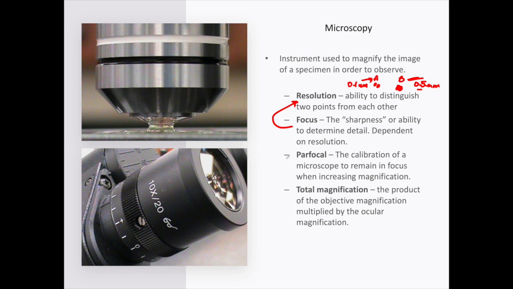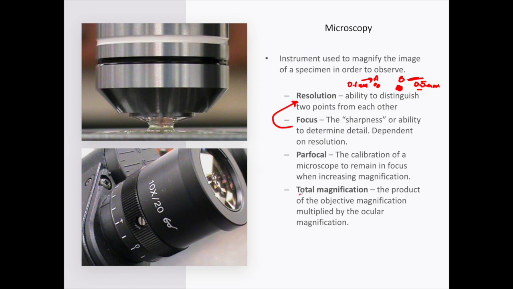Parafocal is a characteristic that most microscopes have. Ours in our labs do. You probably used the microscopes in maybe anatomy. Parafocal is just the ability of the microscope to maintain some semblance of focus when you move from a low magnification to a higher magnification. This allows us to only have to use a fine focus knob in the microscope to be able to focus.